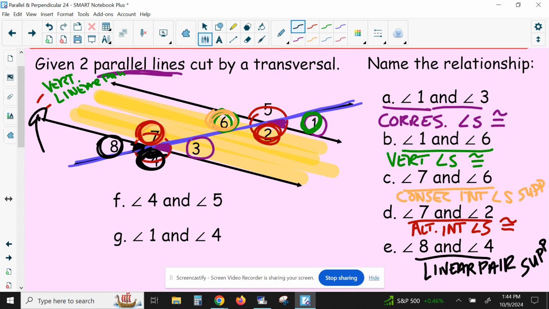4 and 5. Let's see. I'm going to go blue. Where's 4? 4 is down here. 5's out here. Okay, what's true about 4 and 5? They're both exterior, right? They're both exterior. 4 and 5, are they on the same side or different sides of the transversal? Different sides. So what are these guys? Alternate exterior angles are what? Congruent.